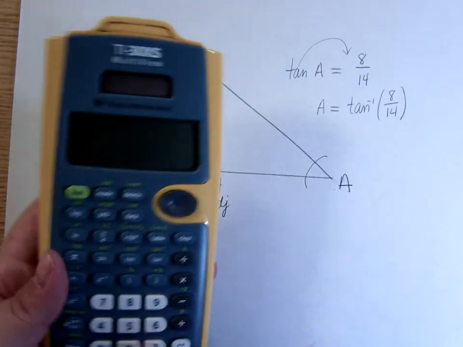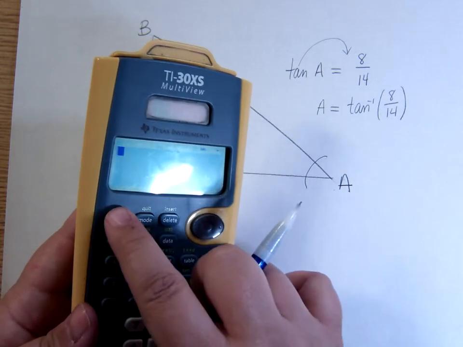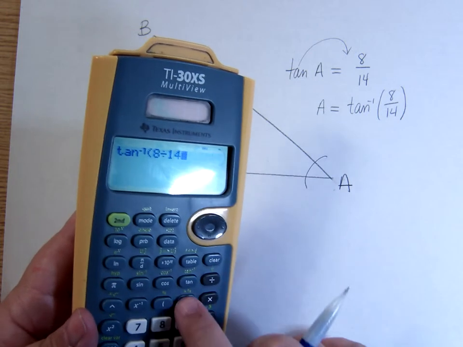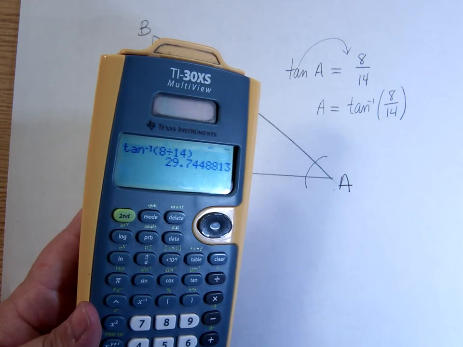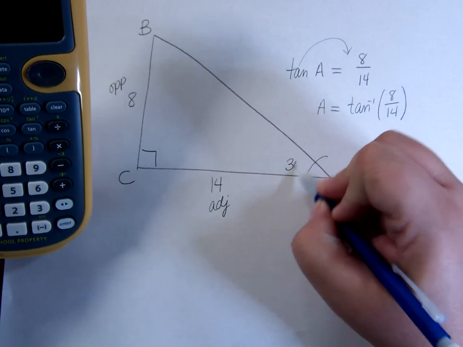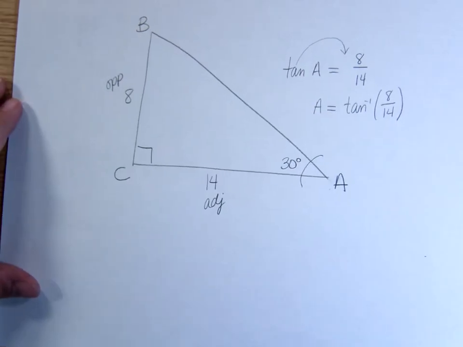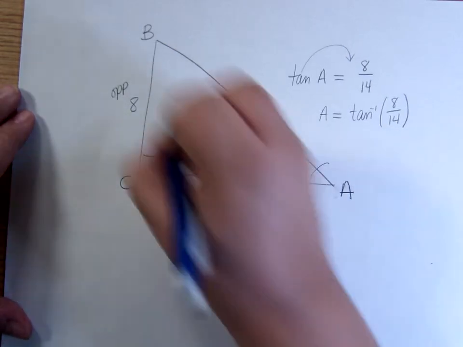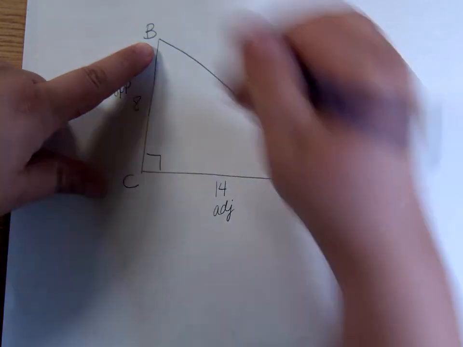You don't put anything in your calculator until you have your variable alone, and now A is alone. So inverse tan means second tan, 8/14, 8 divided by 14, enter, and I get 29.74488. This is an angle, so I'm going to go to the nearest whole degree and get 30 degrees. Now since I rounded to get that, let me go ahead and find angle B before I talk about that. Angle B then, remember the two acute angles have to add up to 90, so 90 minus 30 is 60.